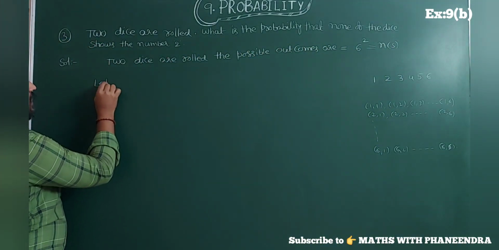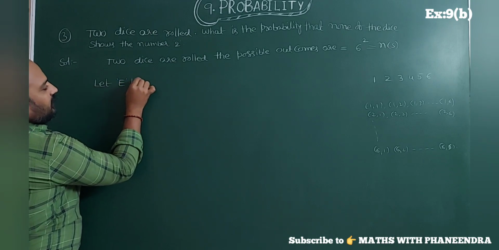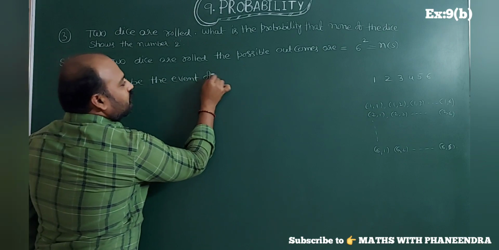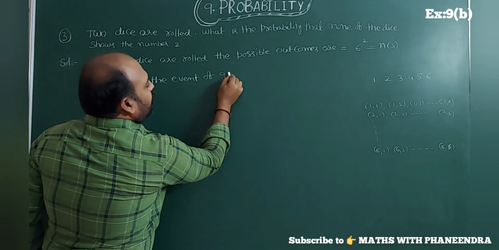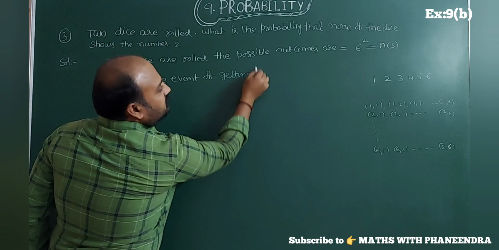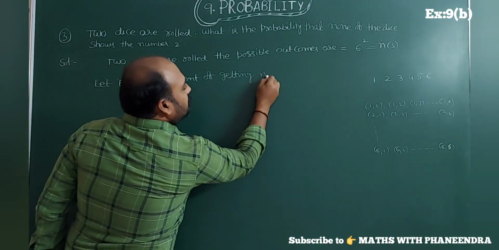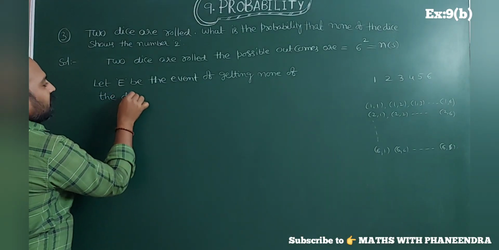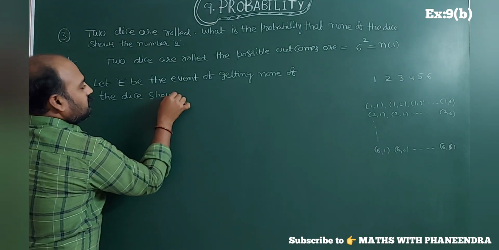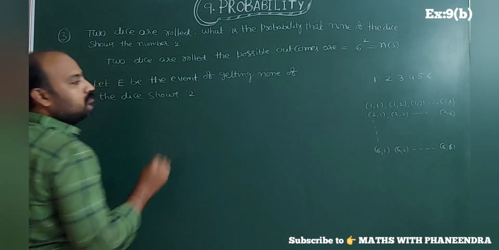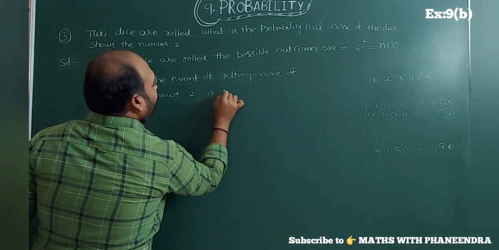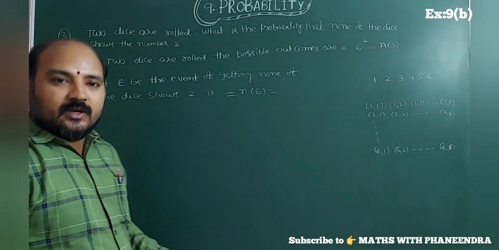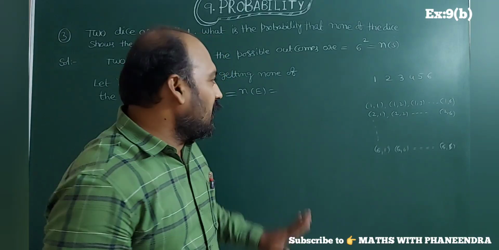Let E be the event of getting none of the dice shows 2. N of E is equal to, what is the number it will be? So, I am saying two ways for that.